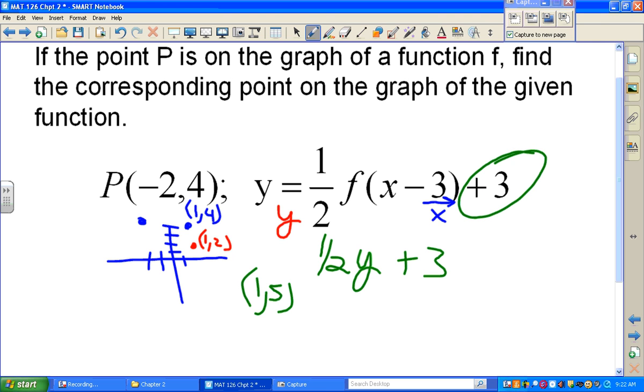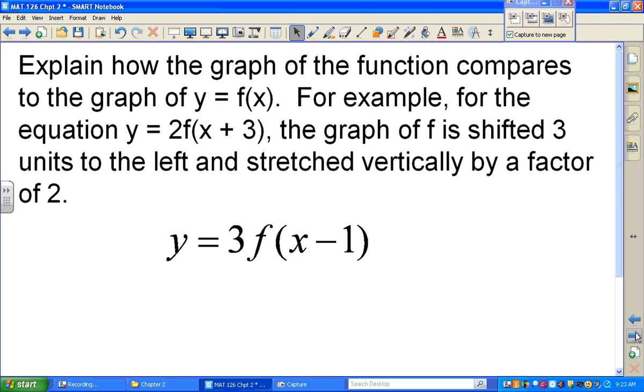Okay? How'd that go? Pretty good? Yep. All right. Hopefully it goes a lot better than last time. Yeah, I took this point up 3 to make it 1, 5. All right? Inside stretches it or moves it. And there's all kinds of fancy words for that. Here we go. It's actually not that bad.